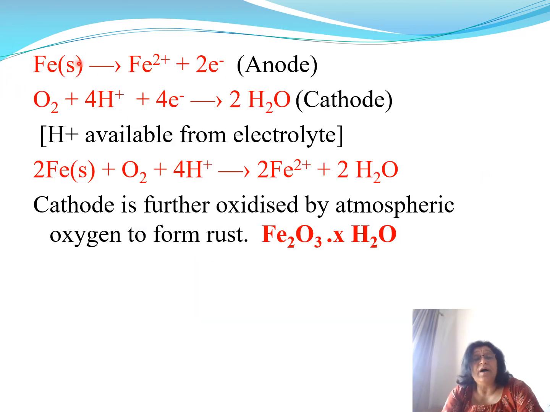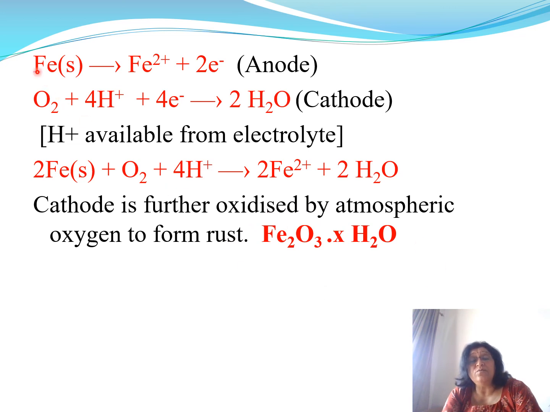See here. So iron gives electrons to form ferrous ions at anode. At cathode, oxygen takes electrons in the presence of carbonic acid, H plus ions, so forms water. So H plus is available from the electrolyte. So the net reaction: Fe plus oxygen plus H plus gives you Fe2+ plus 2 water. Now the ferrous ion is further oxidized by atmospheric oxygen to form rust, Fe2O3·xH2O. So what is rust? Rust is the hydrated ferric oxide.